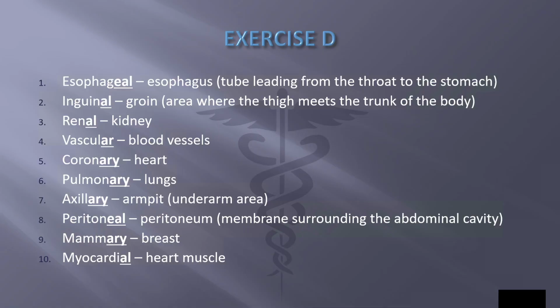Exercise D. Underline the suffix meaning pertaining to in the following terms and give the area or part of the body referred to. Number 1, we have esophageal. The suffix meaning pertaining to here is EAL. And esophageal refers to the esophagus, the tube leading from the throat to the stomach. Number 2, inguinal. The AL means pertaining to, and the body part this refers to is the groin, the area where the thigh meets the trunk of the body.